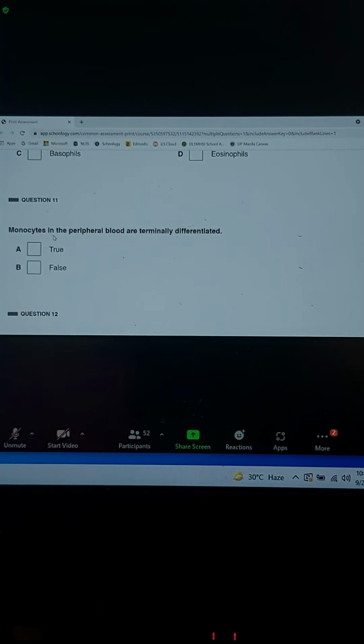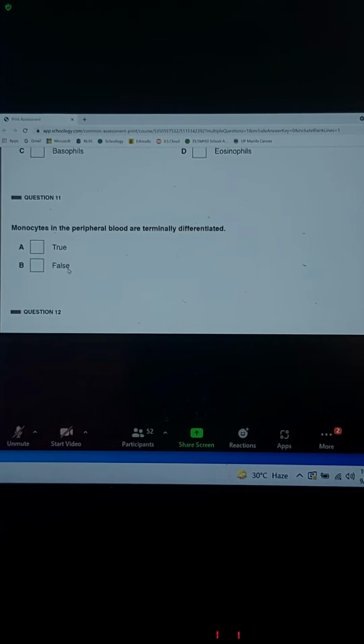Question number 11. Monocytes in the peripheral blood are terminally differentiated. False po. Okay, so the correct answer is letter D, false. Kasi, di ba yung mga monocytes natin, they're just in transit sa ating blood circulation because they are migrating to their tissue residence where they will become active macrophages.